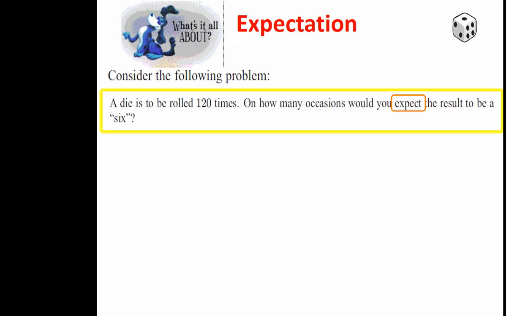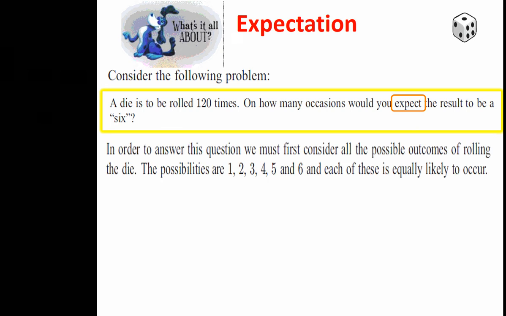Okay, expectation. Consider the following problem. A die is to be rolled 120 times, so the experiment is repeated 120 times. On how many occasions would you expect, that's the important word, expect, the result to be a 6? It might seem like a pretty obvious question, but how do you formally answer it? In order to answer this question, we must first consider all the possible outcomes of rolling the dice. So it's just 1, 2, 3, 4, 5, 6. All of these are equally likely to occur. Therefore, we expect 1/6 to be the probability of it landing on a 6.